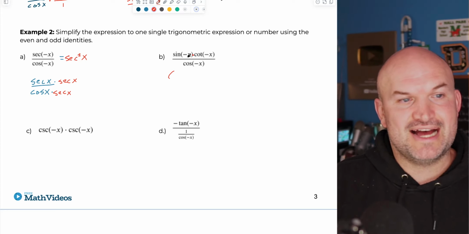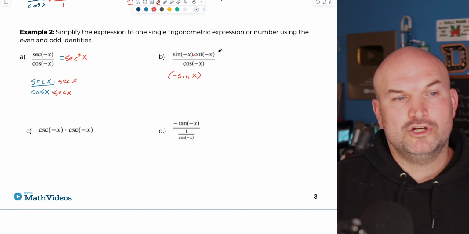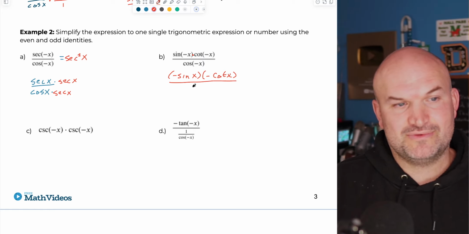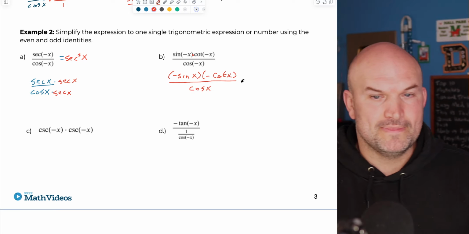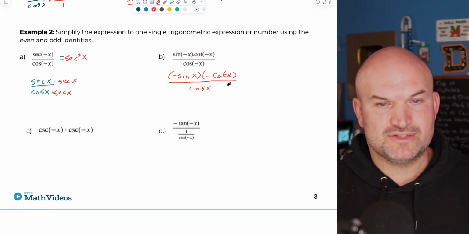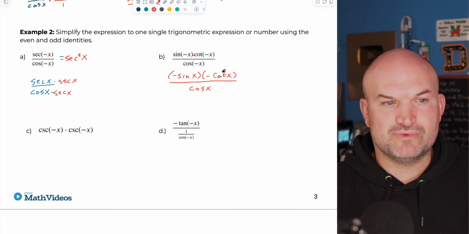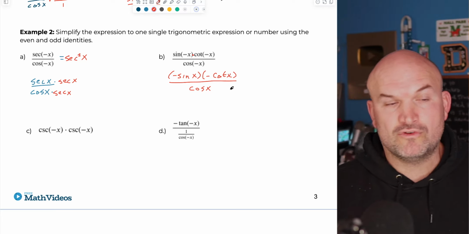So sine of negative x is a negative sine of x. Cotangent of negative x is going to be a negative cotangent of x. And then divided by cosine of x, which thankfully we don't need to worry about, that's just going to be a cosine of x. Now we need to simplify our numerator as well as our denominator. To do that, I can just rewrite my cotangent as a cosine over a sine.